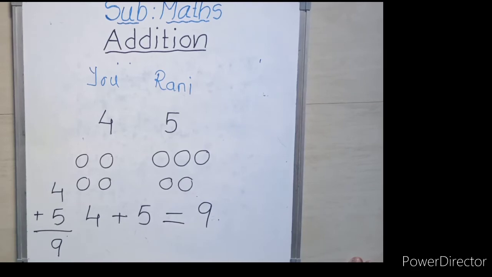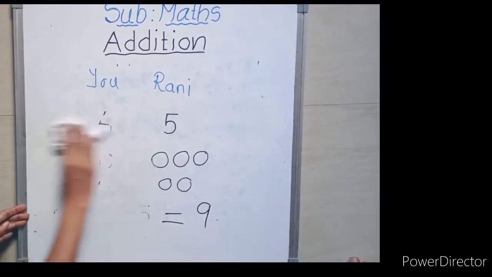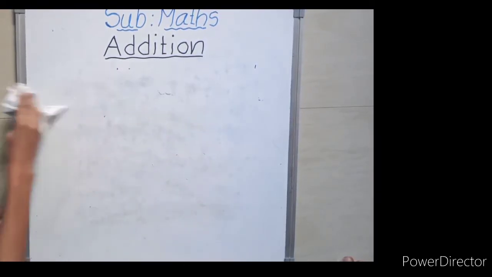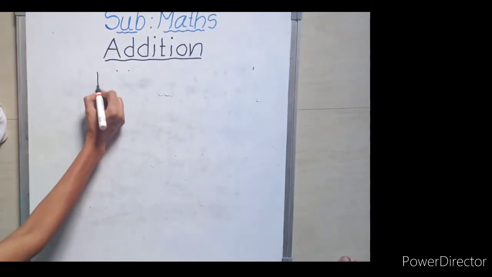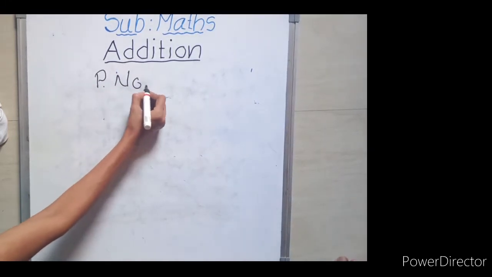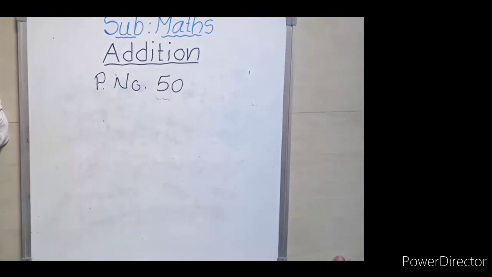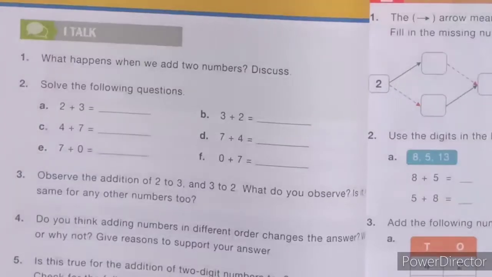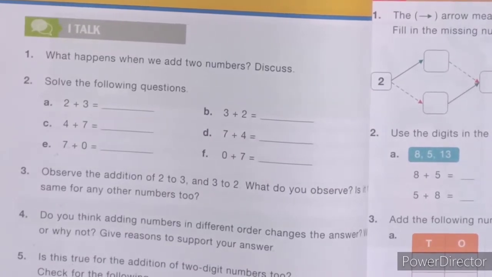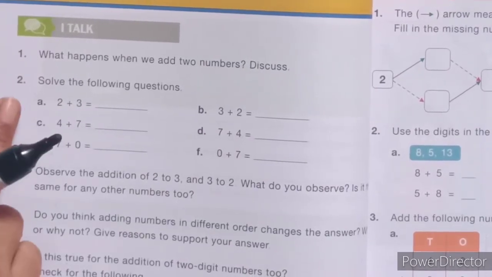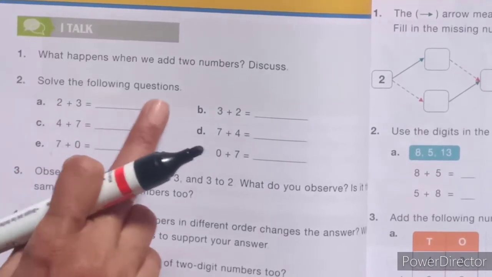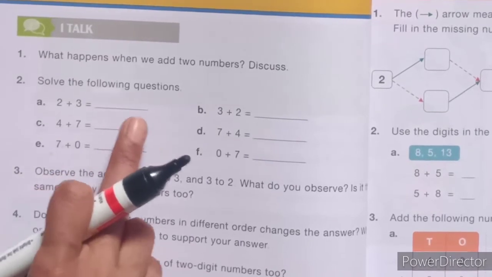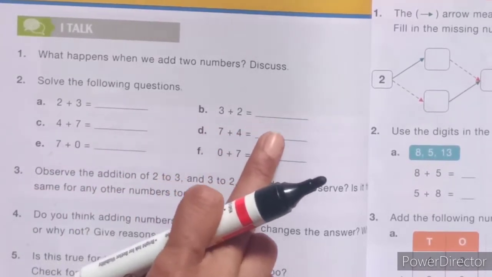Okay. Now children, open your textbook. Open your maths textbook, page number 50. This is page number 50. See question number 2. Solve the following questions. The first one is 2 plus 3 is equal to, next is 3 plus 2 is equal to.